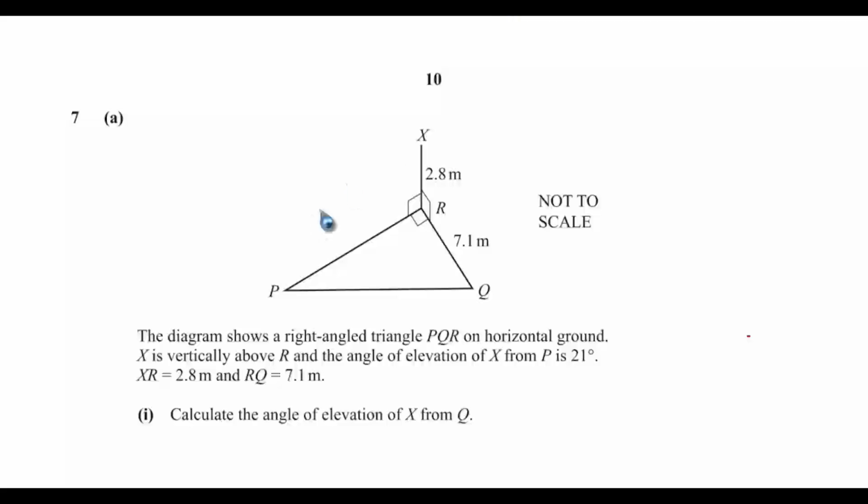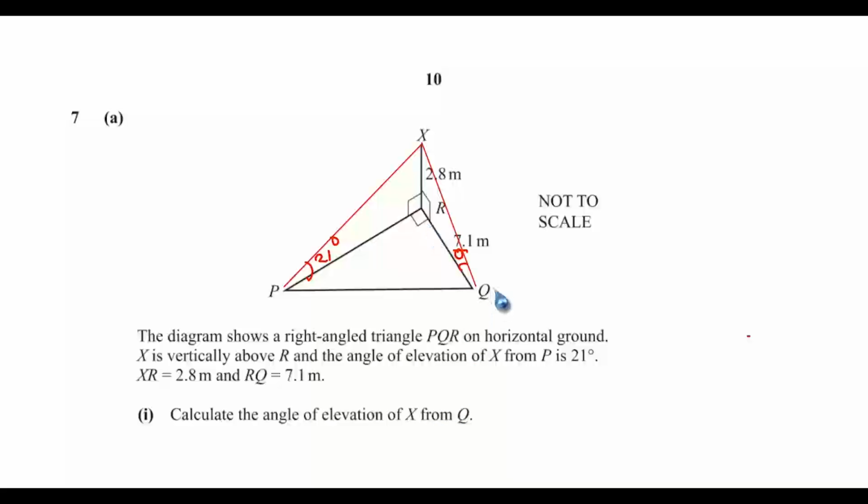So let's complete this diagram here. From point P, let's draw a line here, and the angle of elevation of X from P is 21 degrees. Also we need to complete this one from point Q. We draw another line up here. So this will be theta. Okay, this will be theta. So calculate the angle of elevation of X from Q.